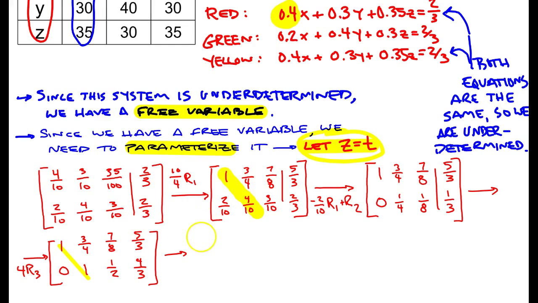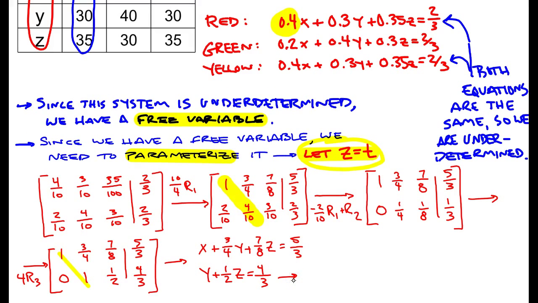So that first row is going to give us x plus 3/4 y plus 7/8 z equals 5/3. And that second row is going to give us y plus 1/2 z equals 4/3. We're now going to use that parameter of z equals t to solve for y first, and then we're going to solve for x after that.